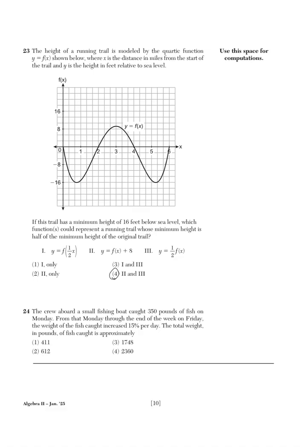Let's read the question. It says, which function or functions could represent a running trail whose minimum height is half of the minimum height of the original trail? This is the original trail. So if the minimum height is negative 16, then half of that, its minimum height would be at negative 8. Okay, so we're looking for which of these, or maybe more than one, will have a minimum of negative 8. Got it? Half of negative 16 is negative 8.